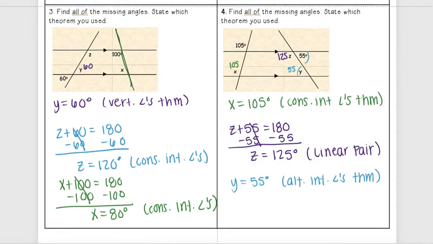Okay, so these are the answers you should have gotten. So I found that X is 105 degrees, and that's because these two angles are corresponding. Oops, I wrote the wrong reason there. That should have said corresponding.